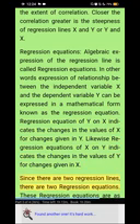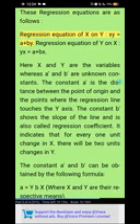Since there are 2 regression lines, there are 2 regression equations. These regression equations are as follows. Regression equation of x on y: X equals a plus by. Regression equation of y on x: Y equals a plus bx. Here x and y are the variables whereas a and b are unknown constants.